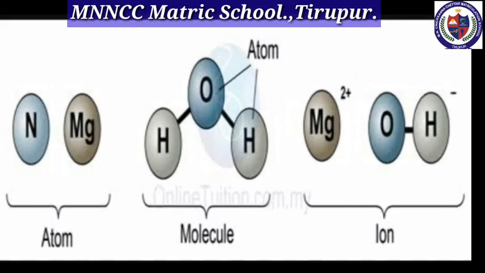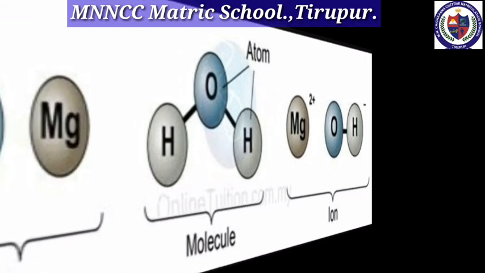So next we move to summary. Nitrogen and magnesium are examples of an atom. Water is an example of a molecule. Magnesium and hydroxyl ion are examples of ions.